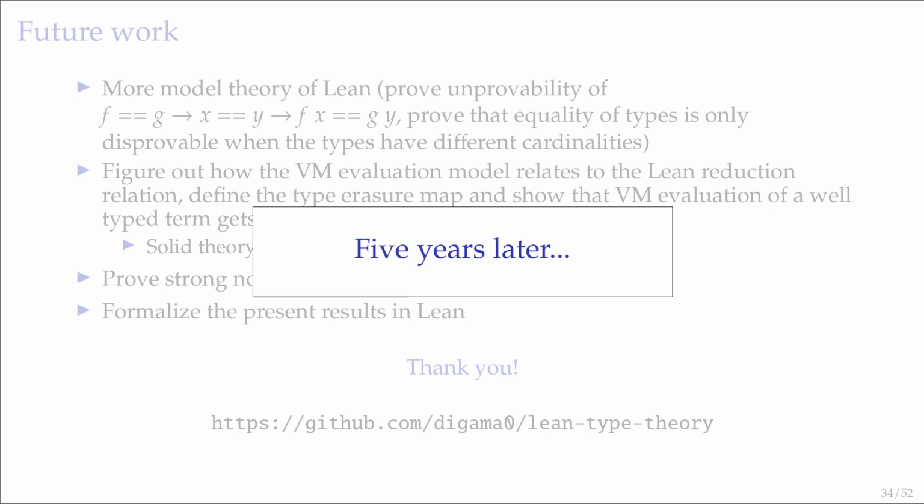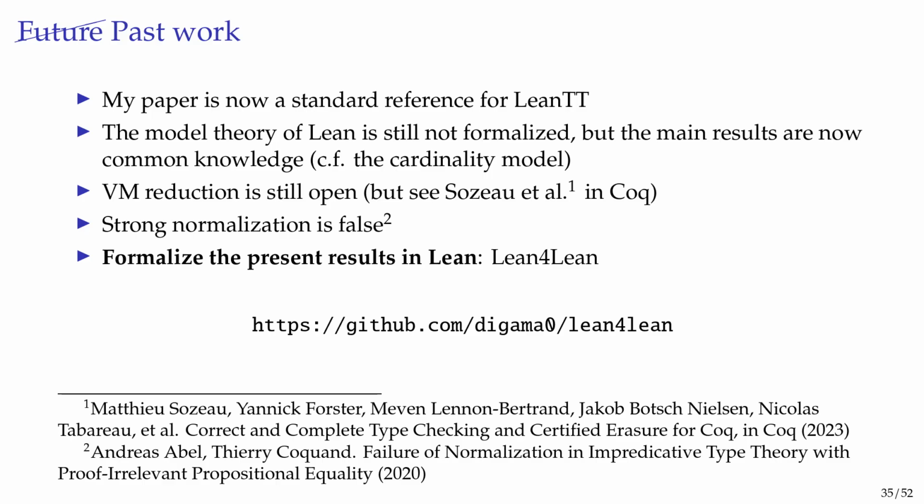Five years later, I came back to this. This presentation was given to my master's thesis committee, and this was my type theory of Lean paper. This paper is now a standard reference, which is nice. The model theory of Lean, as I mentioned on that slide, was still not formalized, but the main results are now sort of common knowledge.